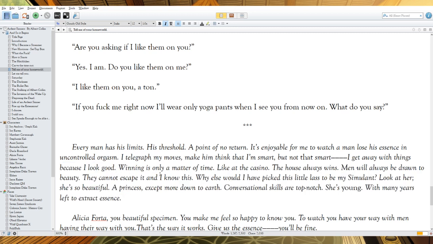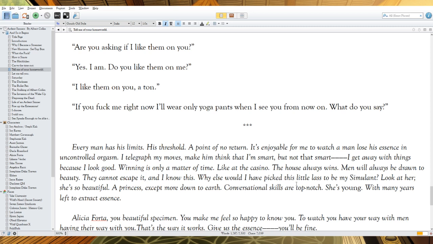Winning is only a matter of time. Like at the casino, the house always wins. Men will always be drawn to beauty. They can't escape it, and I know this. Let's get a comma in here. Why else would I have picked this little lass to be my simulant? Look at her. She's so beautiful, a princess, except more down to earth.